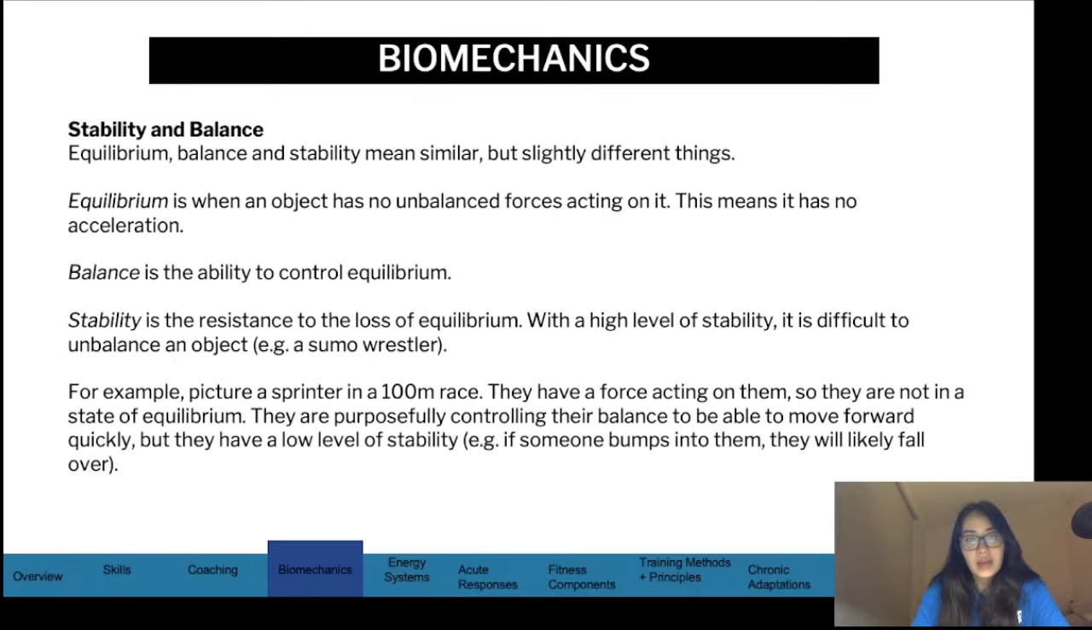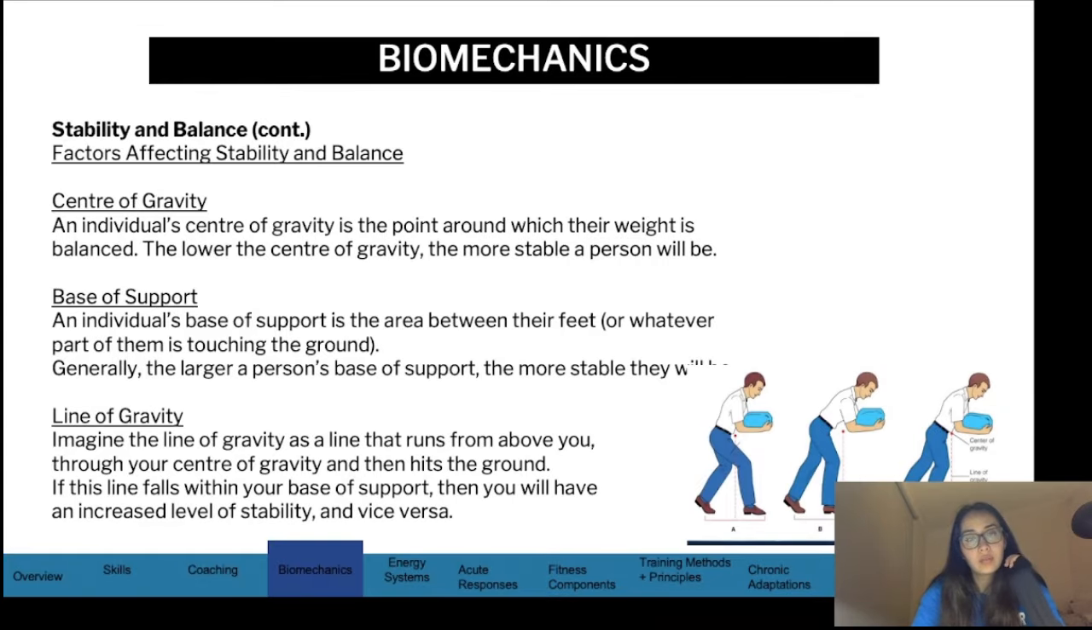Okay, a few more terms. I'm not really going to go through them too much. It's pretty much explanatory. The italicized word here is what you need to memorize, so do that, please. And we've also got some things which can affect stability and balance. So center of gravity, base of support, and line of gravity. So once again, the definitions are here.